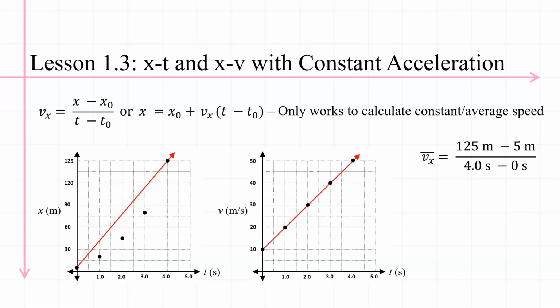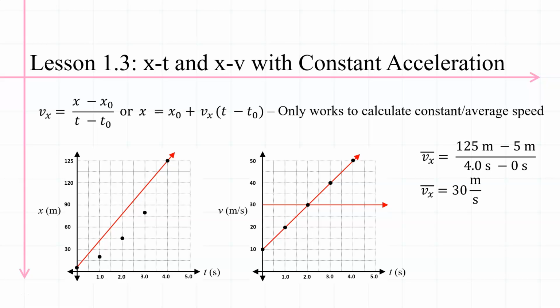Well, the average speed is going to be 125 meters minus my original distance, which was 5 meters. And then my change in time is 4 seconds, 4 minus 0. If I calculate that out, it's 120 divided by 4, or 30 meters per second. Let's go ahead and plot that on our right-hand graph.